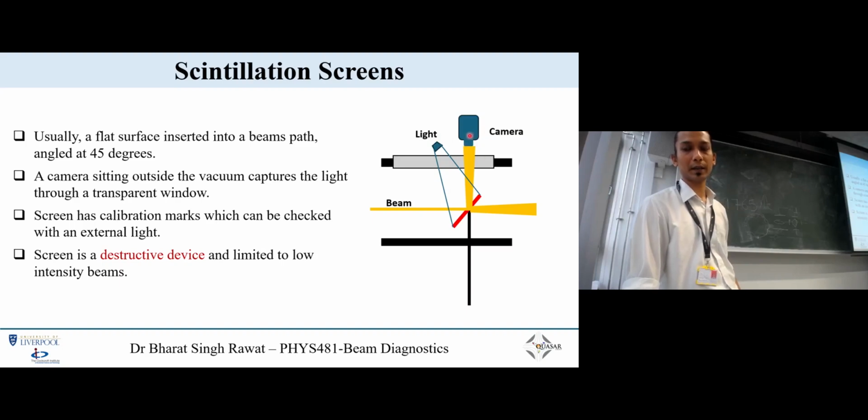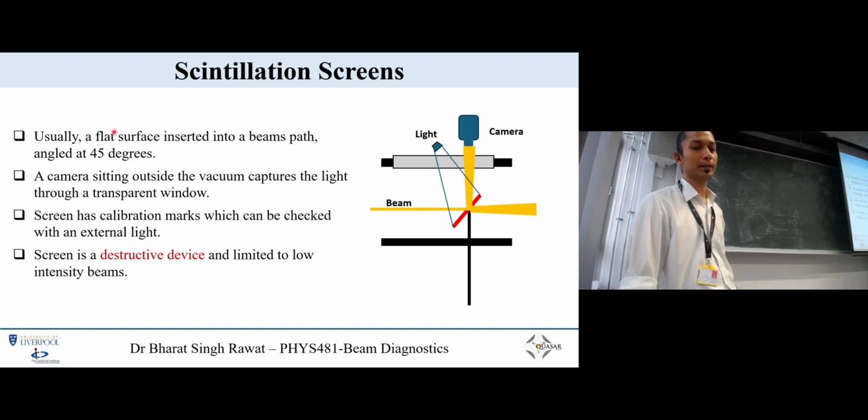So here you have your camera, a CCD camera, and when a beam interacts, it will emit light at a particular angle, and then you take the image of that light, and then you can tell the width and the size of the beam. Usually these scintillating screens are kept at 45 degrees with respect to the beam axis.